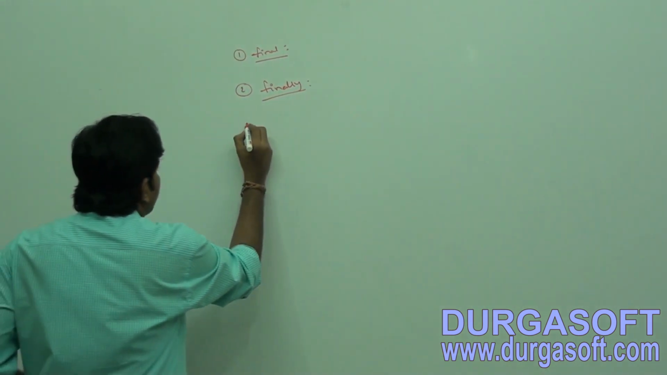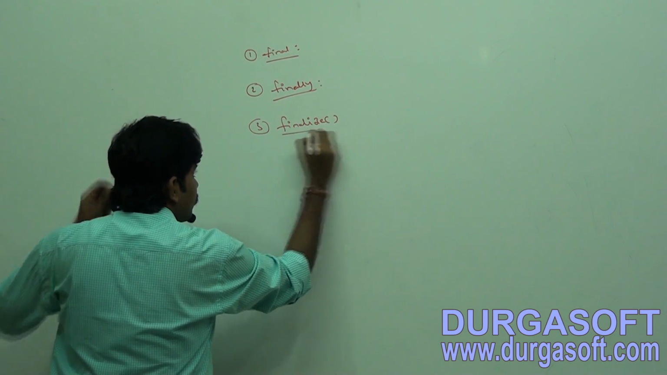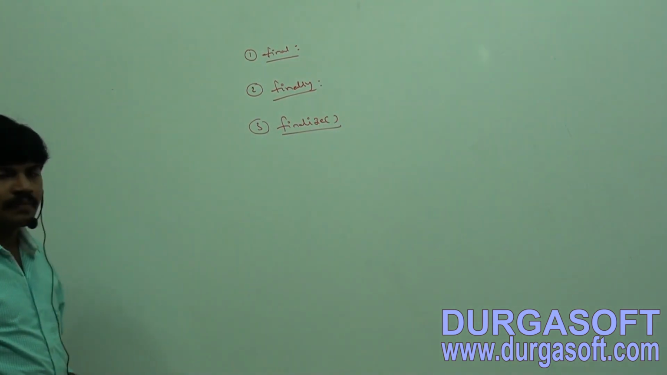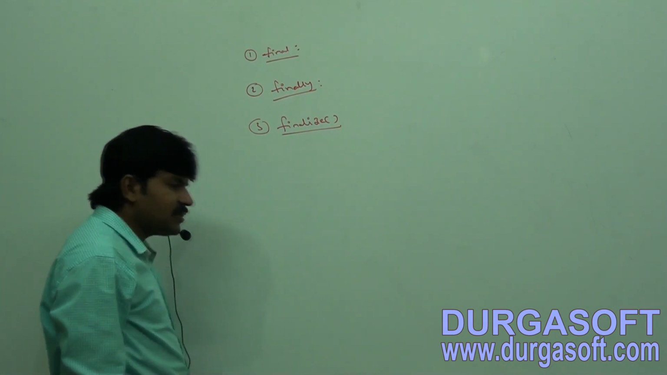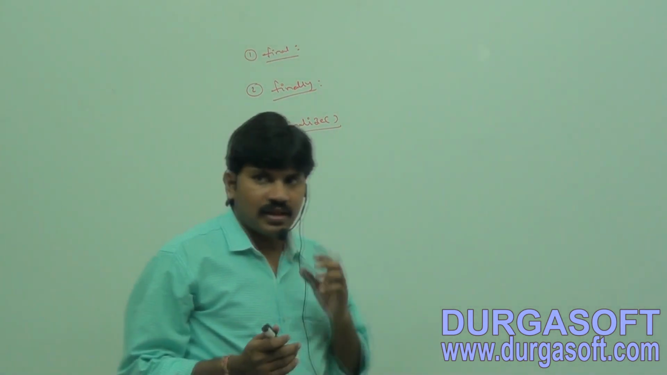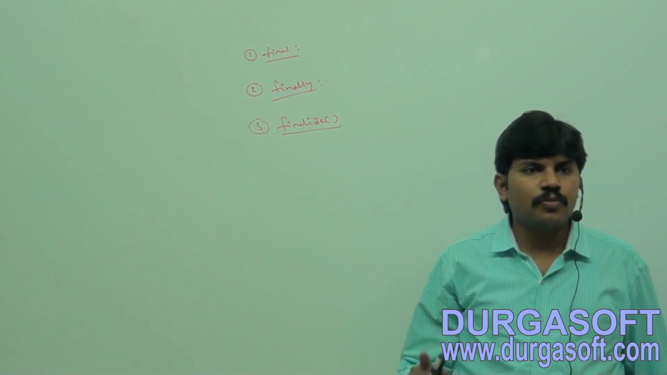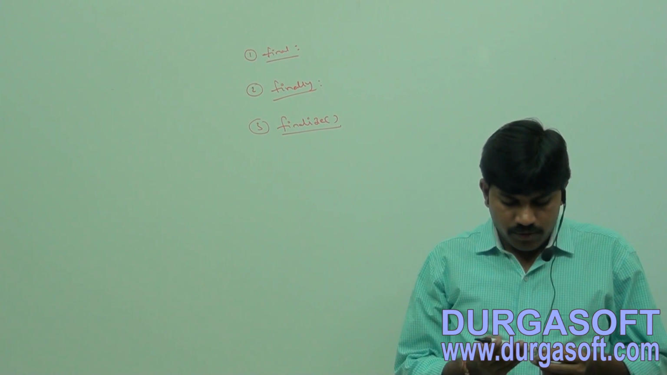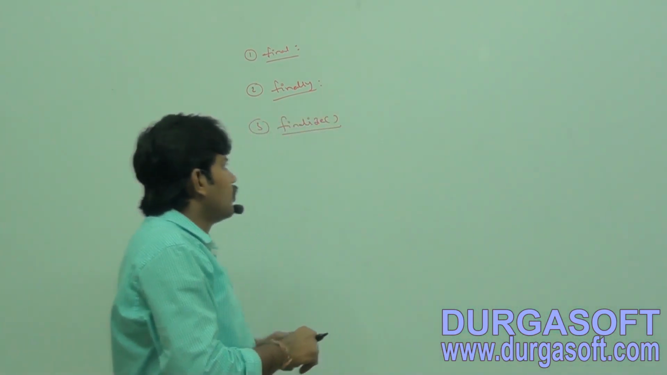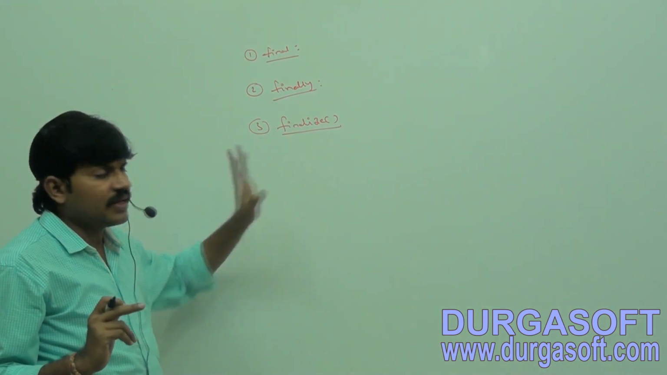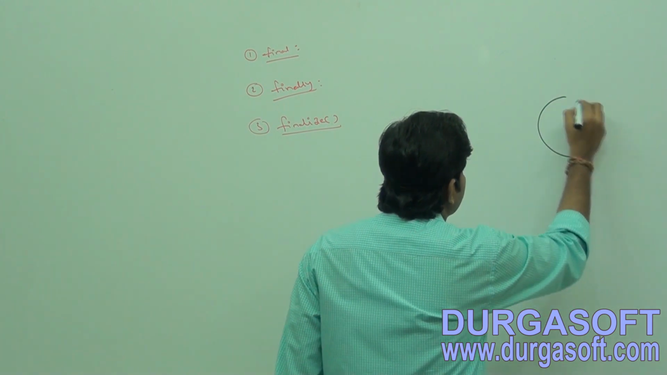Now the third one, finalize. Can you tell what is finalize? Finalize is a method. The people who attended the garbage collection concept already should be aware of it clearly. Otherwise, let me spend just 2 minutes on it. Suppose I have one object.